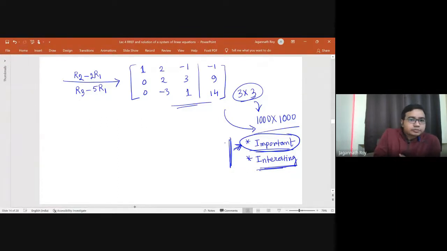Okay. Yeah. So next, what do we do? We will try to find out 0 here and also 0 here if possible. So for that we have to do some more elementary row operations.